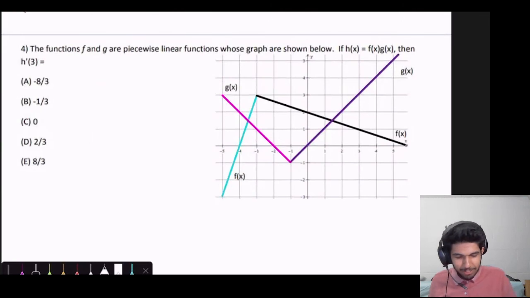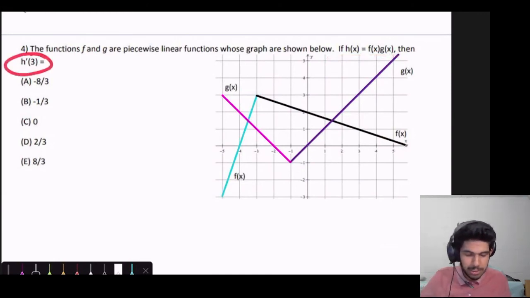So we have a graph of f of x and g of x. And I know it's in different colors, but this is one entire function. It's defined piecewise, and each color is its own piece of it. So we have h of x equals f of x times g of x, and we want to find h prime of 3.